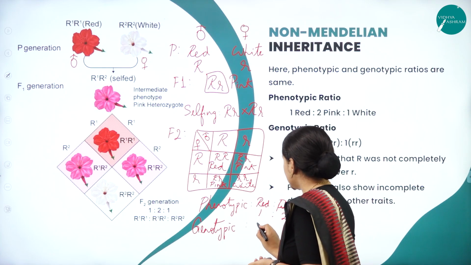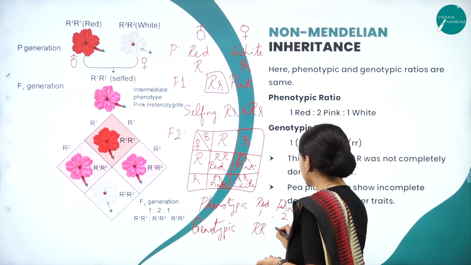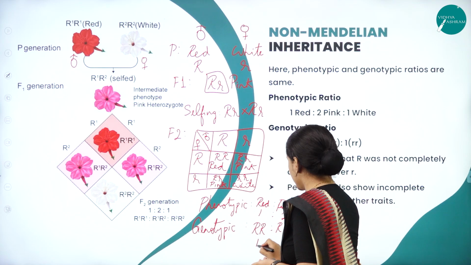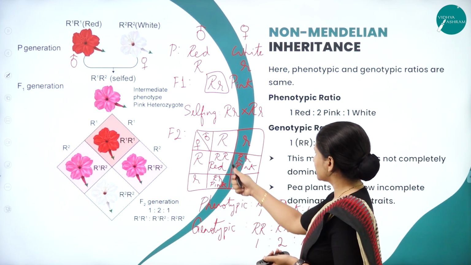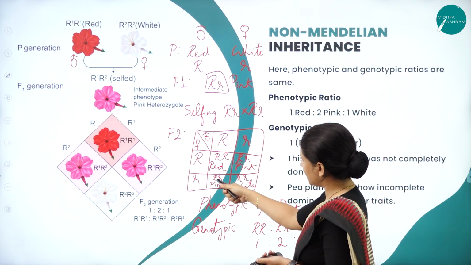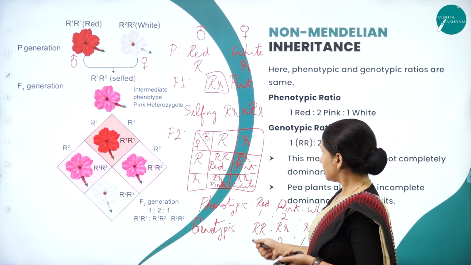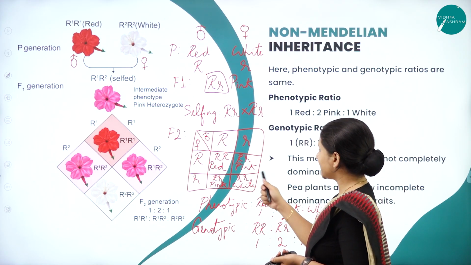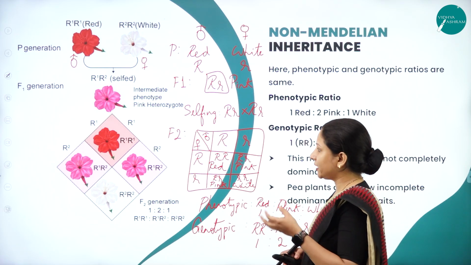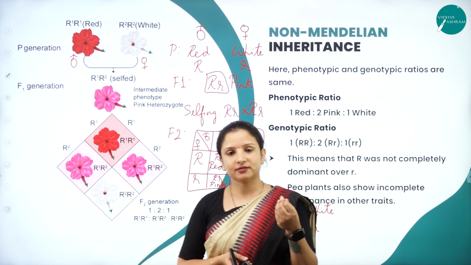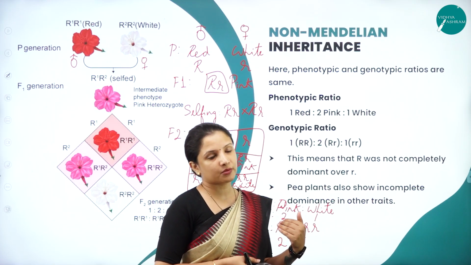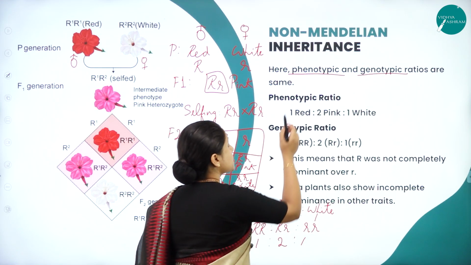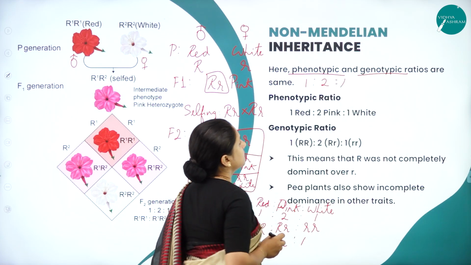Now we have to take genotypic. In genotypic, we have to consider the genes. Capital RR is 1, then Rr is 2, and small rr is 1. So ratio again here is 1:2:1 itself: homozygous dominant we have 1, heterozygous, that is incomplete dominance, we have 2, and homozygous recessive we have 1. So therefore 1:2:1. So in incomplete dominance, in the F2 generation, both the phenotypic and the genotypic ratio will be the same. So that is what is stated here: phenotypic and genotypic ratios are the same. What was the ratio? 1:2:1.